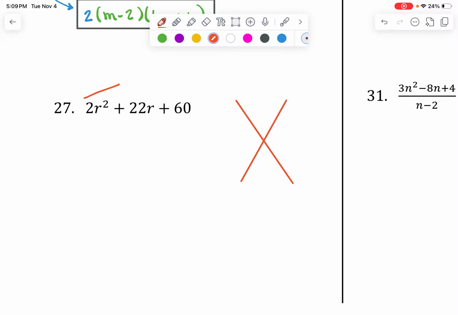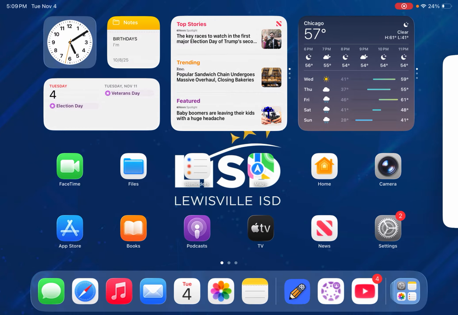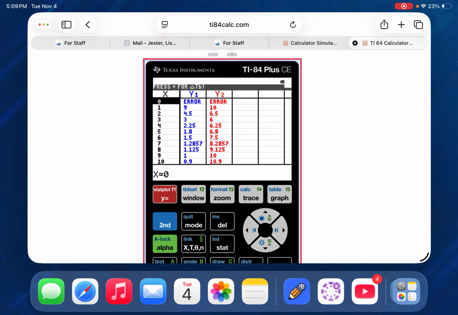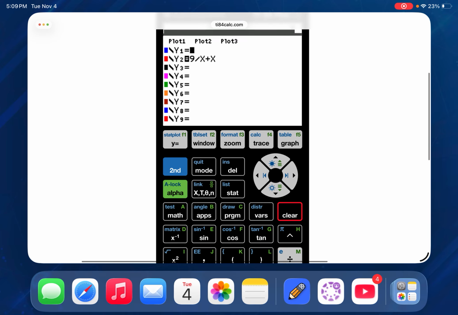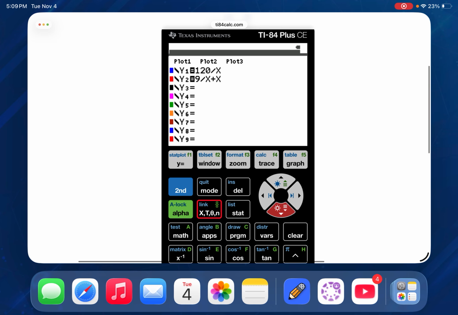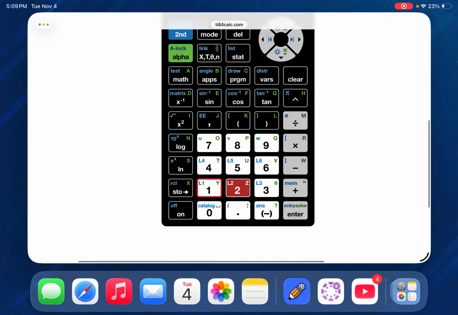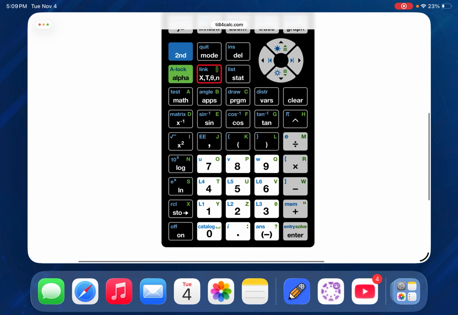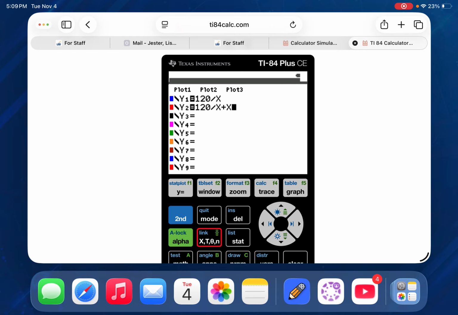So I'm going to go ahead and multiply my A times my C, which gives me positive 120. So I want the only 2 numbers in the world that multiply to give me 120, but add to give me 22. Now, if you don't know that off the top of your head, then again, I'm just going to hop over here. I'm going to go to my y equals. I'm going to type in 120 divided by x. And then on my next line, I'm going to type in 120 divided by x plus x. Whatever number's in the top of your number puzzle, you just use that same number on both lines.